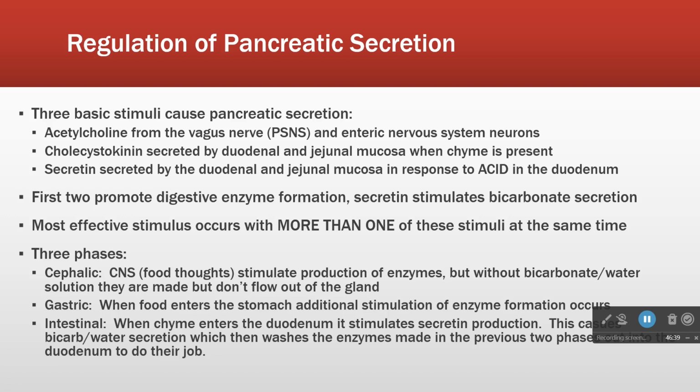So cephalic, gastric, and intestinal are these three phases of gastric secretion. The intestinal phase will continue until the stomach is empty. And then it's paused, the stomach is at rest until the whole cycle happens again.